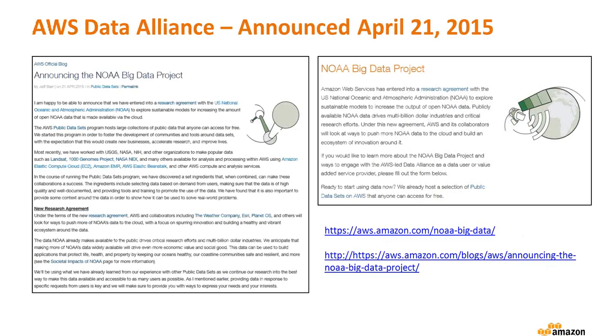All right, without further ado, let's get to the AWS Data Alliance with that context. So the AWS Data Alliance, the NOAA Big Data Project, as I said before, we announced this on April 21st alongside the announcement of the project. What I'm going to take a few minutes now to do is to talk about AWS's approach, how we think about this, how we translate this research project into a workable model, and how we're going to be approaching it.